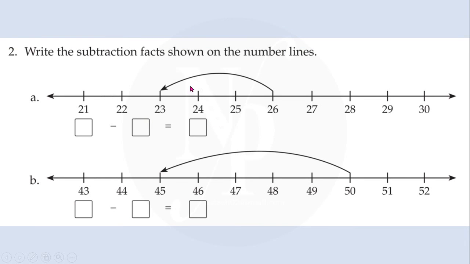When it comes to subtraction facts, the only change is we move towards left from the given number. For addition sums, we move towards right from the given number or the first number. And in case of subtraction, starting from the first number, we will move towards left and take the number of jumps which is equal to the second number. So it is, the arrow mark here is starting from 26. So the first number here must be 26.